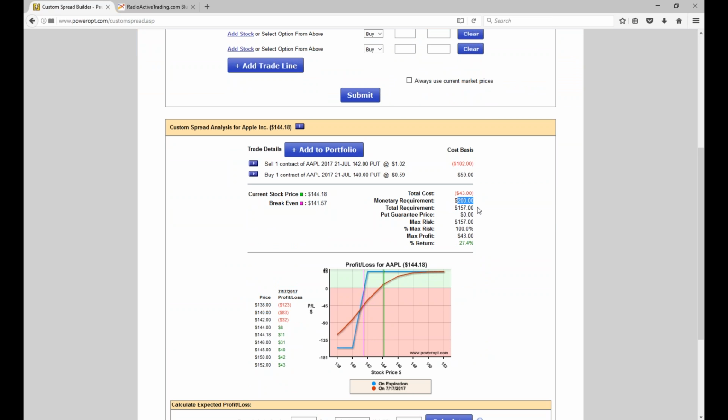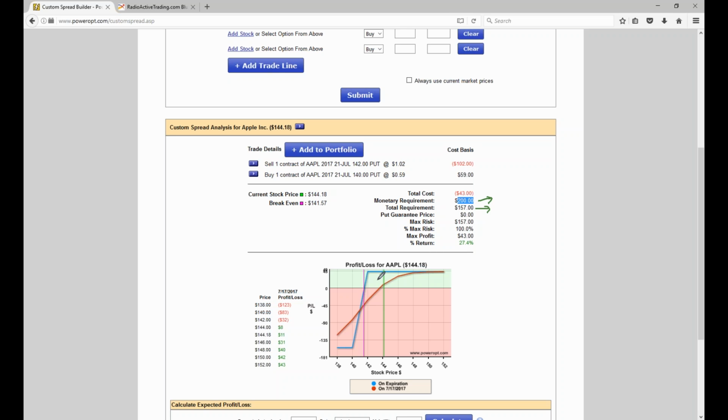I have a $2 difference in strike prices that I have to cover, but most brokers realize that you really only have to cover the difference in the strike prices minus the net credit, so I'm going to have to put up $1.57. But your broker may require you to put up the full $2, but in the worst case scenario, the most you can lose is $1.57.